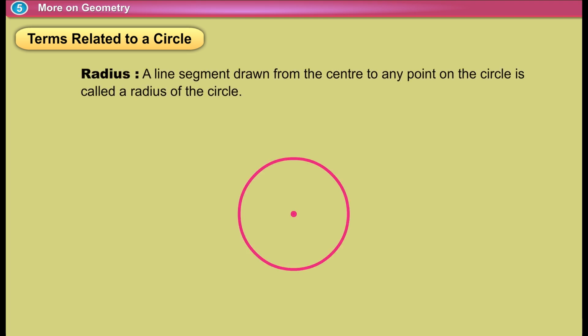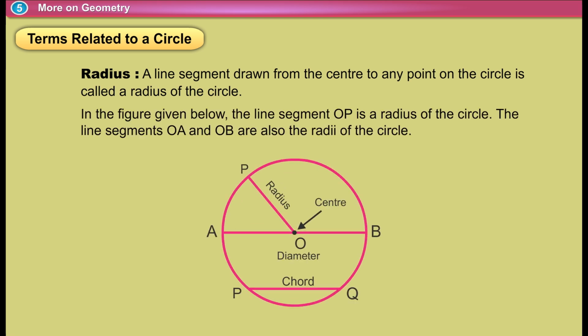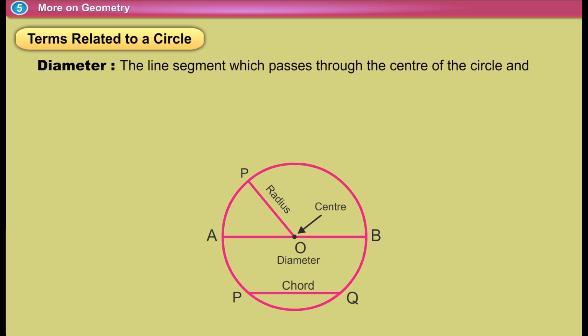Radius. A line segment drawn from the center to any point on the circle is called a radius of the circle. In the figure given below, the line segment OP is a radius of the circle. The line segments OA and OB are also the radii of the circle.